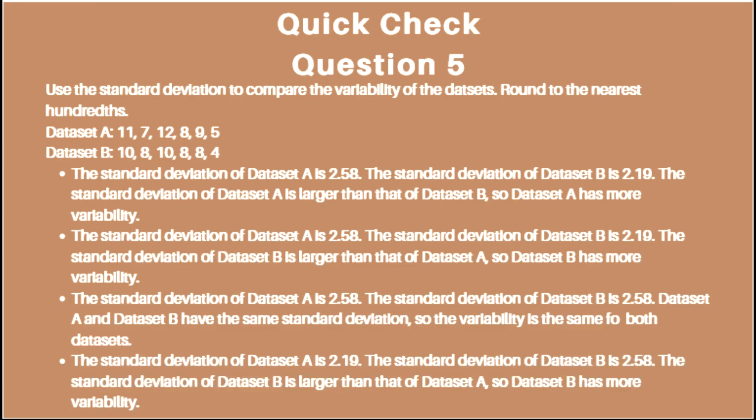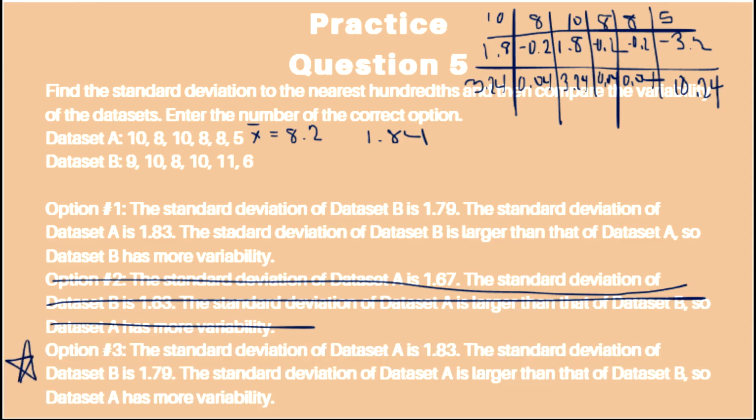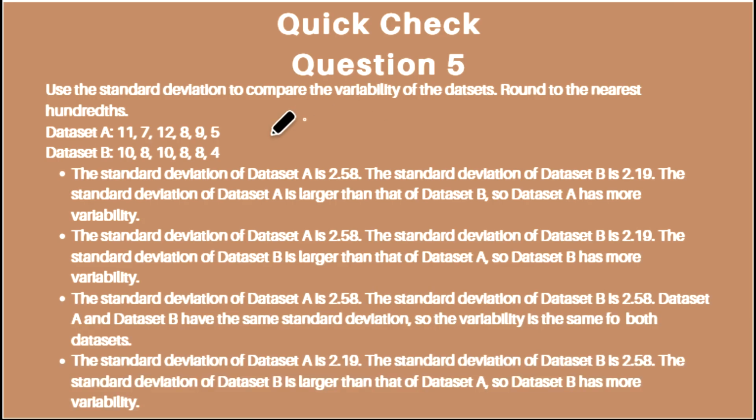Quick check question number 5. Use the standard deviation to compare the variability of the data sets. Round to the nearest hundredth. You're going to do the exact same thing that we did for the practice question. So first find your mean, and then you're going to make your little table and find your point minus mean. And then you're going to square it. And then you're going to add them together and divide by n minus 1. And then you're going to find the square root. And hopefully it will be easy enough that you'll be able to eliminate enough options and find the right answer again. If not, do all the same things for data set B.